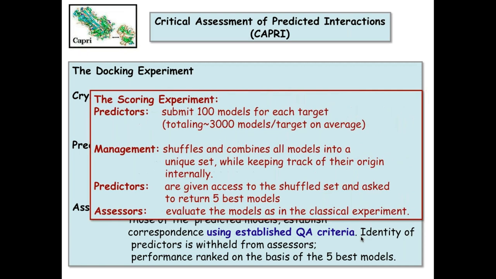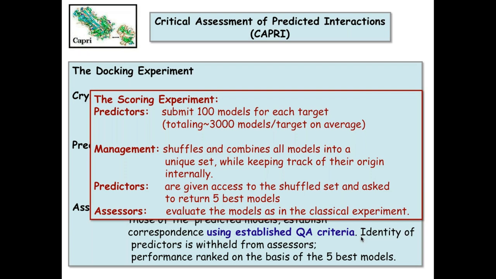A number of years ago, we added a scoring experiment. As I said at the beginning of the talk, docking has two components, sampling and scoring. Some groups are really good at sampling, and some are much better at scoring. So we decided to allow people to score models based on the submitted models of others. In the prediction round, there is a deadline for submitting predicted models, and after all the 100 models are submitted, we offer these models to scorers to identify the models which are likely to be correct.